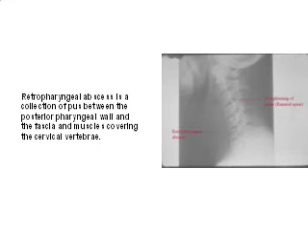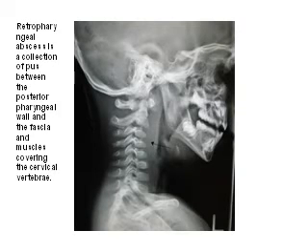Retropharyngeal abscess is a collection of pus between the posterior pharyngeal wall and the fascia and muscles covering the cervical vertebrae. That's a retropharyngeal abscess, which is a collection of pus between the posterior pharyngeal wall and the fascia and muscles covering the cervical vertebrae.